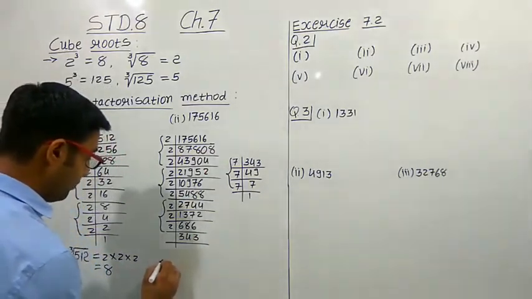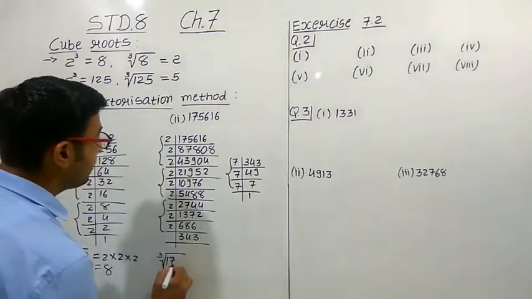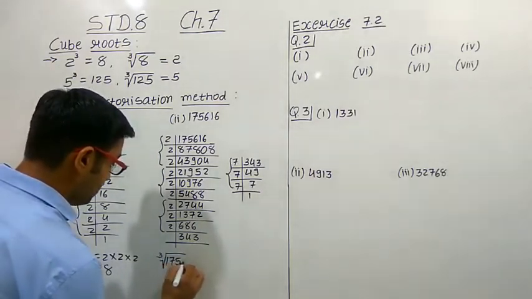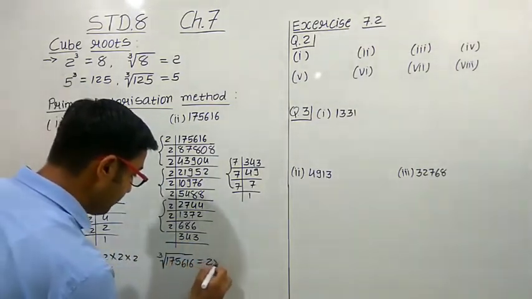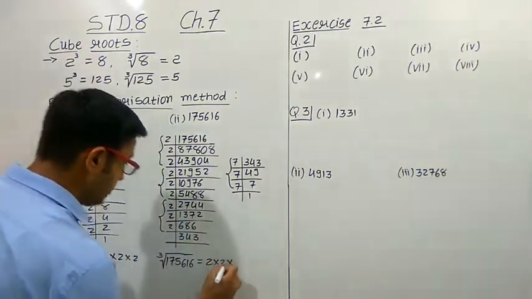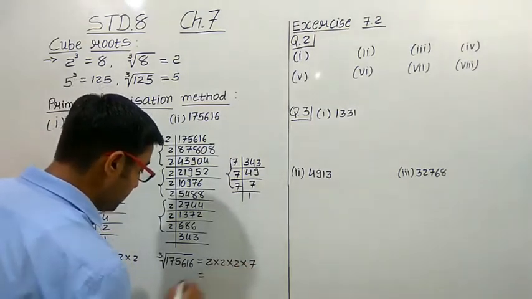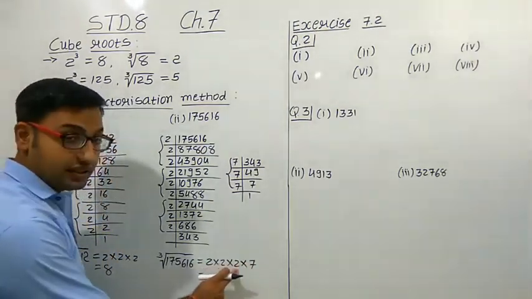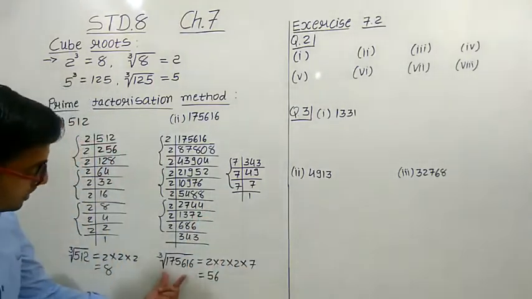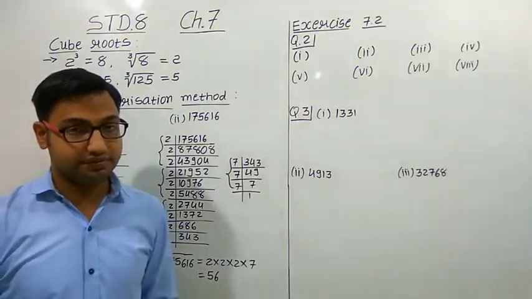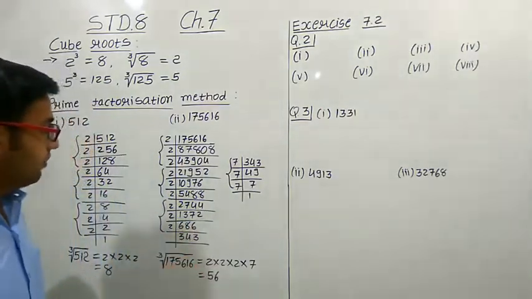So here we can write down the cube root of the given number 175616, that is equal to 2 into 2 into 2 into 7. Okay, so what is the answer we get here? 2 2s are 4, 2 4s are 8, 8 sevens are 56. So the cube root of this number is 56.